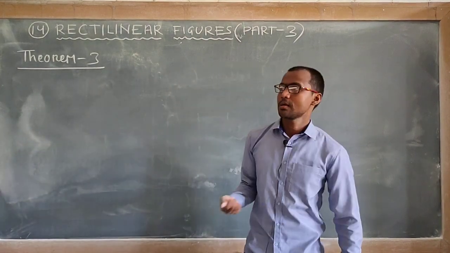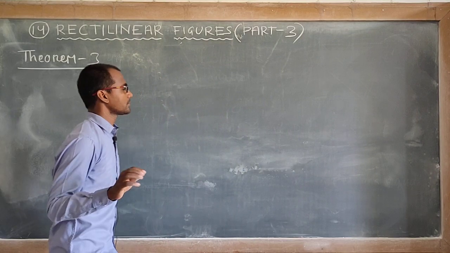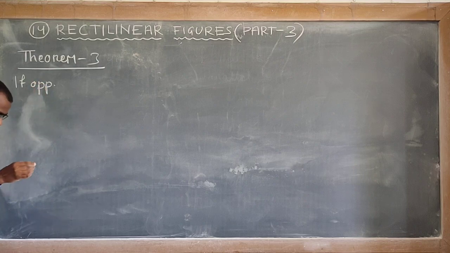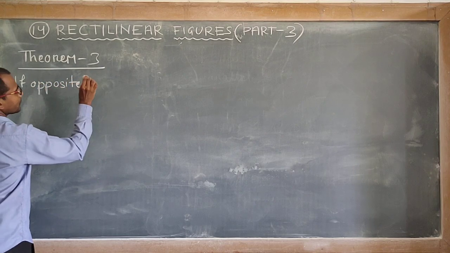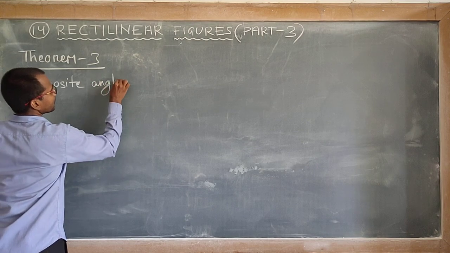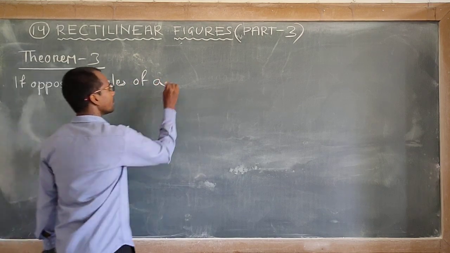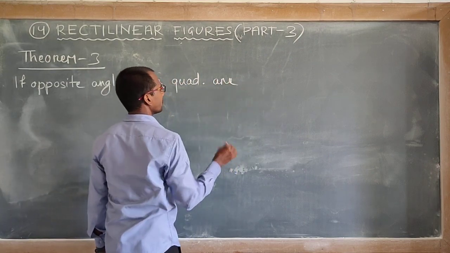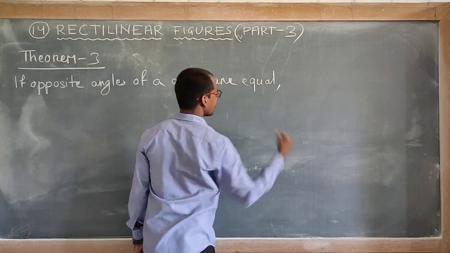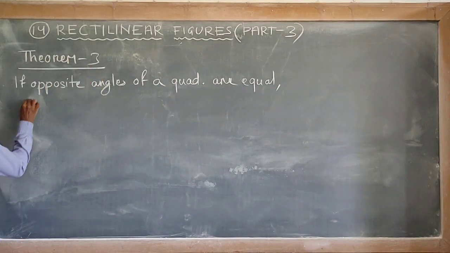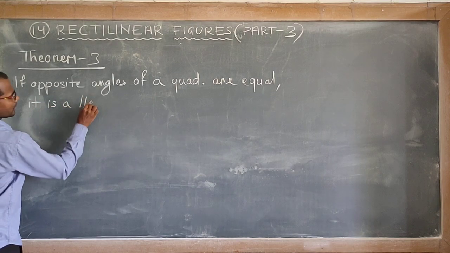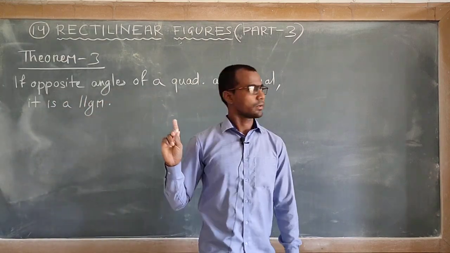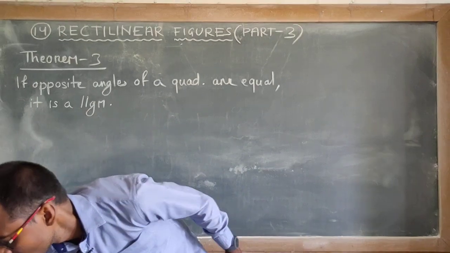Now we will see angles. Theorem number 3: if opposite angles of a quadrilateral are equal, it is a parallelogram. You have to understand and memorize all the theorems.